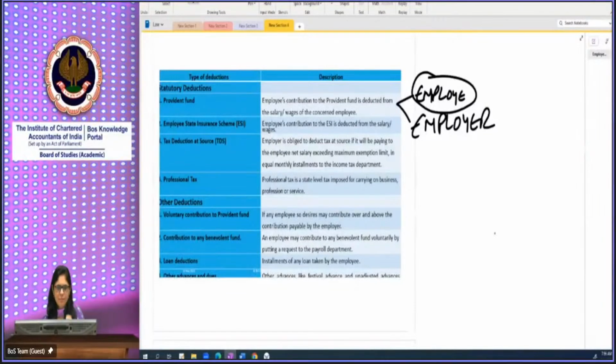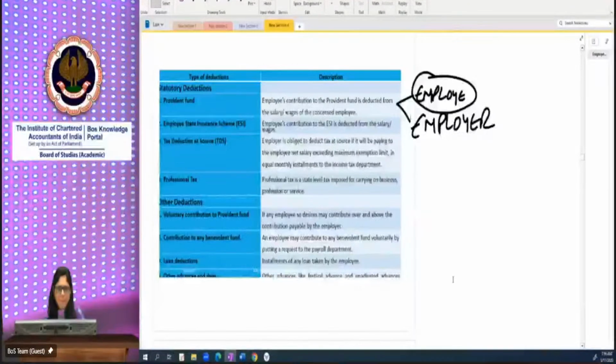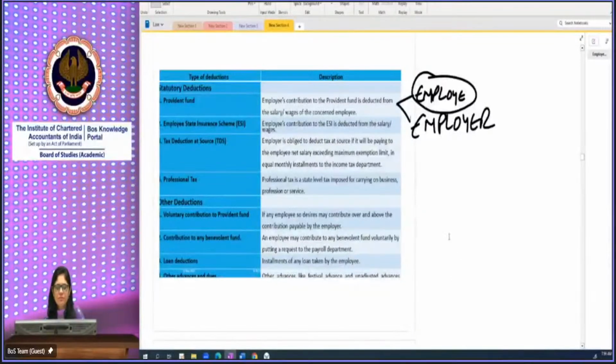Let us try to, we can zoom it further, if the technical team can zoom it a little bit.